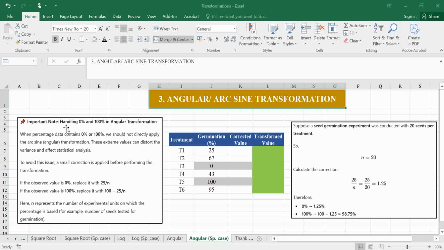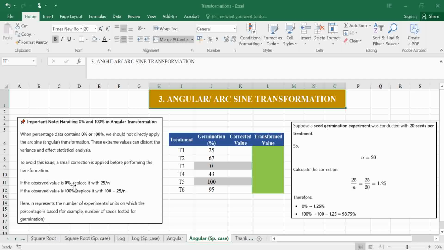And the note to be considered here is for handling 0 and 100 percentage. When the percentage data contains 0 or 100, we should not directly apply arc sine or angular transformation. These extreme values can distort the variance and affect statistical analysis. So how to solve it?